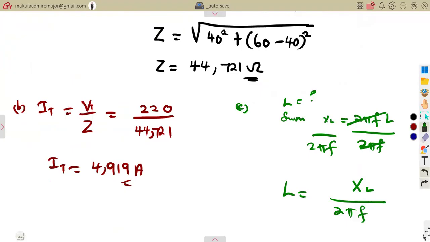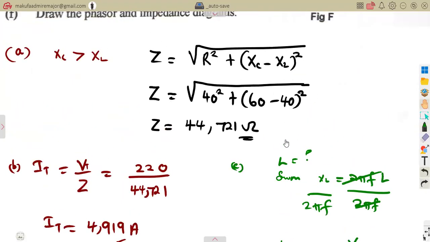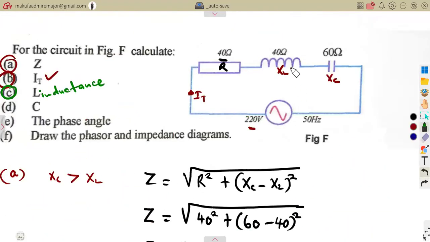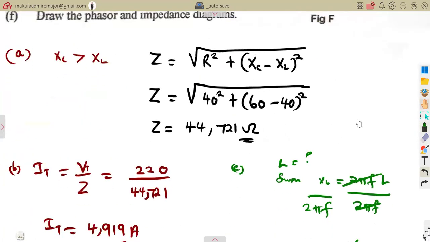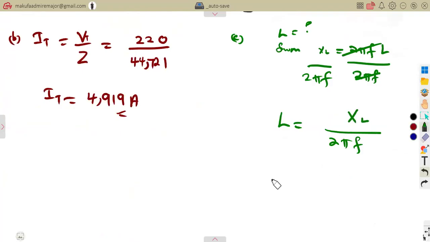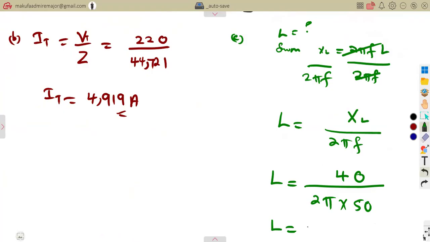That's our XL in this case. We have got this XL from the circuit across the inductor. Our XL was 40. So the inductance is going to be 40 over 2 pi times the frequency. Remember, our frequency was 50 hertz. That gives us 0.127 henries to 3 decimal places. Remember, inductance is measured in henries.